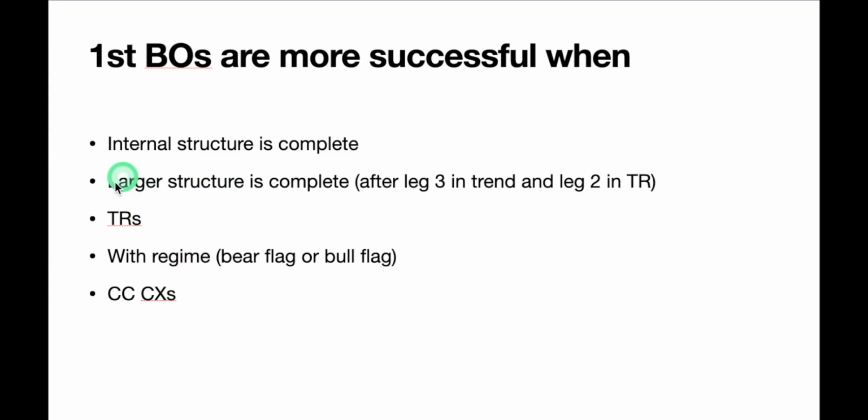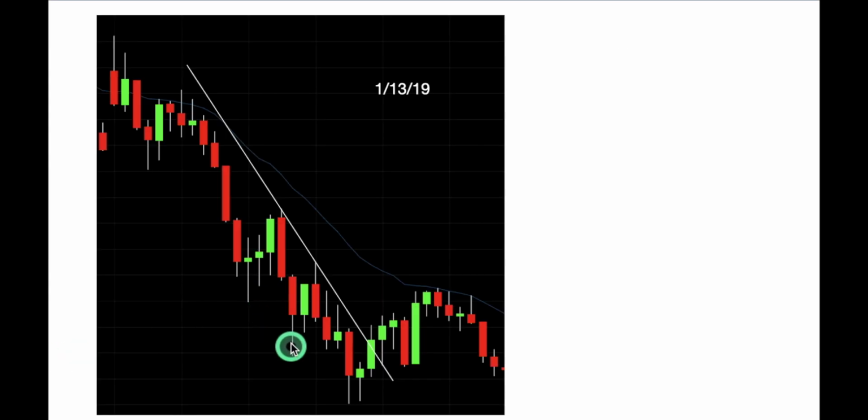So an example of this where the larger structure is complete is a situation like this, where we have a microchannel down here, first break. This is just a spike. You can say it's a 3-bar microchannel, but it's really just a spike down for leg 2. And then leg 3 is a 5-bar bear microchannel. But this is a completed structure. It's 3 legs down, and the quality of the microchannel is overlap and with pauses in between.